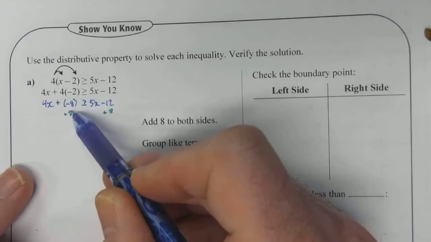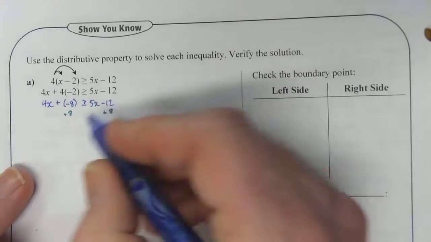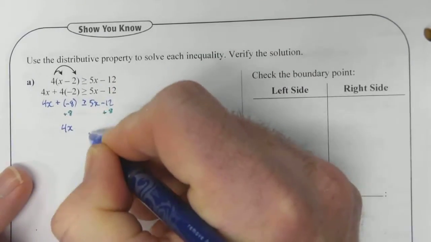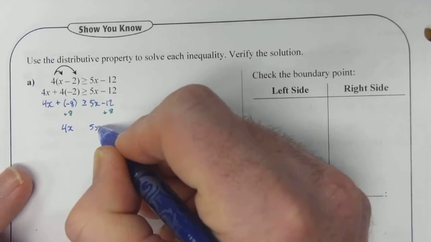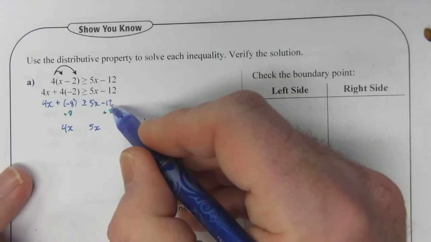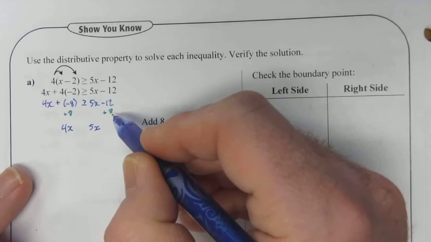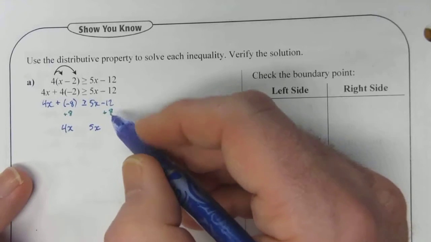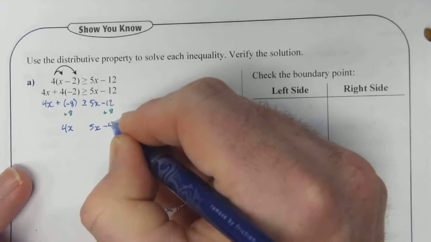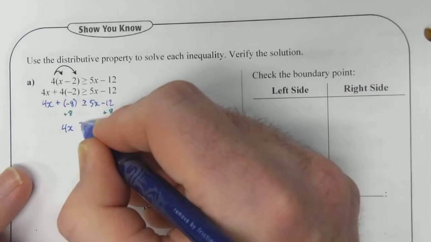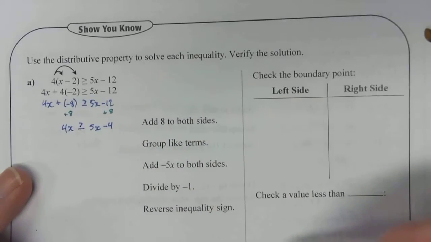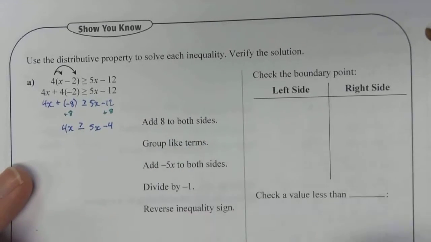So 8 and negative 8 cancel out, leaving you with just the 4x on the left. 5x stays the same because we're not dealing with variables yet. Negative 12 and positive 8, when you put those together, you end up with negative 4. And we've just added 8 to both sides, so our sign is going to stay the same. So that's the next step.